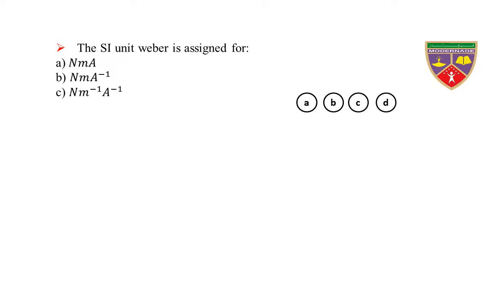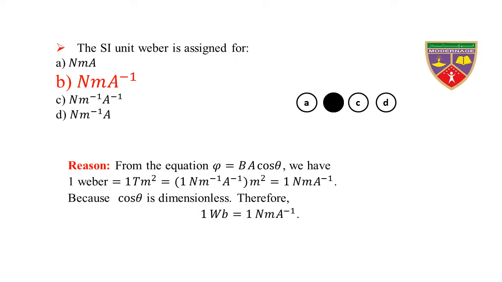The SI unit Weber is assigned for: option A, Newton meter ampere; option B, Newton meter per ampere; option C, Newton per meter per ampere; option D, Newton per meter ampere. The key is Newton meter per ampere. Therefore, the correct option is B.